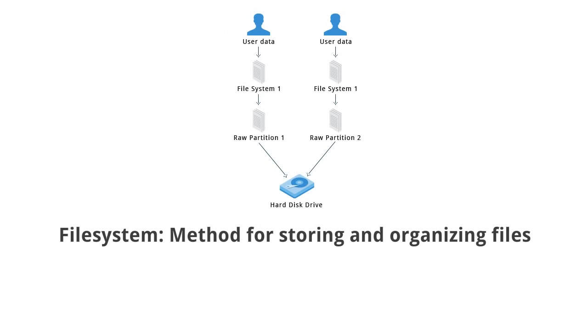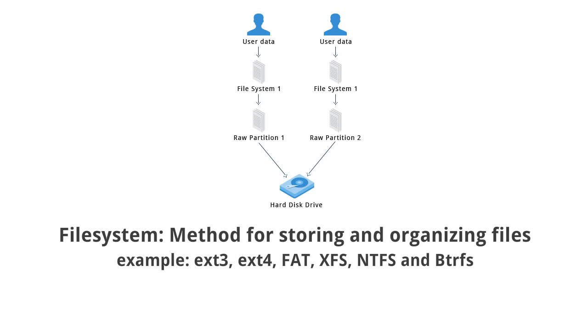A file system is a method for storing and organizing files in Linux. Some examples of file systems are ext3, ext4, FAT, XFS, and Btrfs.